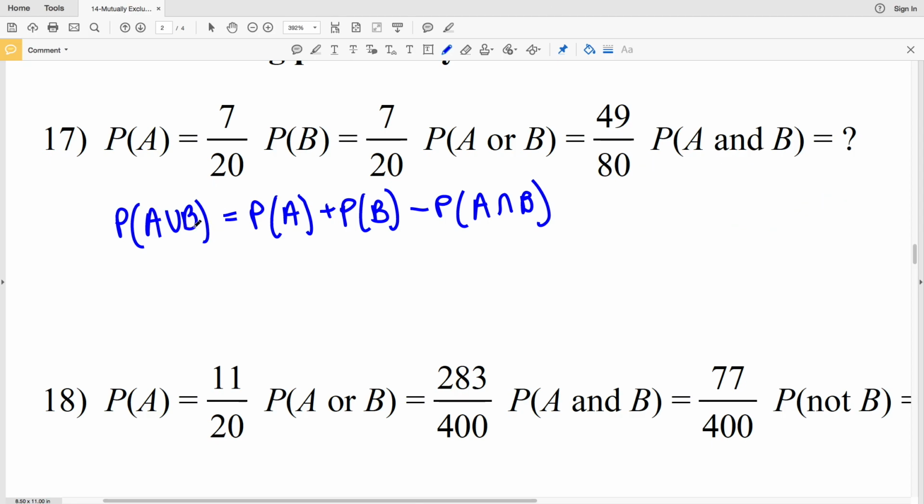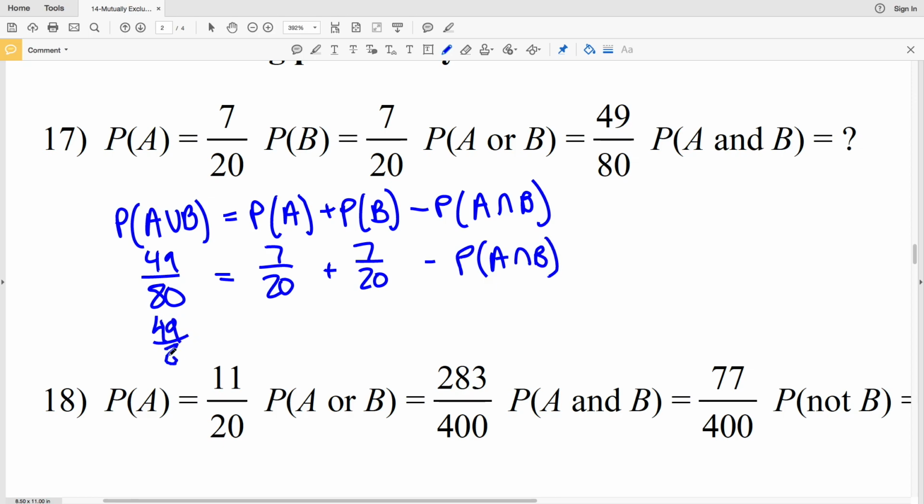So the probability of A union B is 49 over 80. The probability of A is 7/20. The probability of B is also 7/20, and we're looking for the probability of A intersection B. So we'll have 49 over 80 equal to the probability of A plus the probability of B, 7/20 plus 7/20, which I can add to get 14/20 because they were over the same denominator. Then we have to subtract the probability of A intersection B.